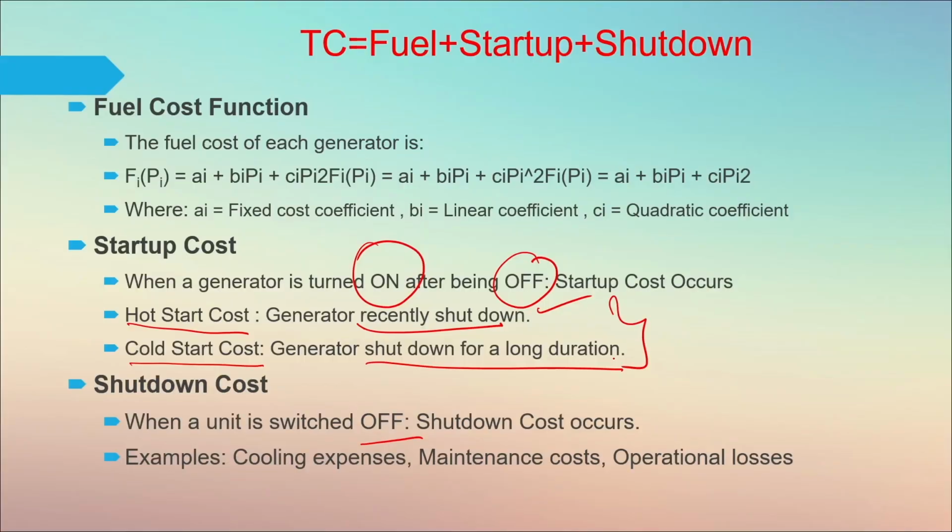So, shutdown cost, that is cooling expenses, maintenance cost, and operational losses, all come under shutdown cost. This is the total cost when you try to solve the unit commitment problem.